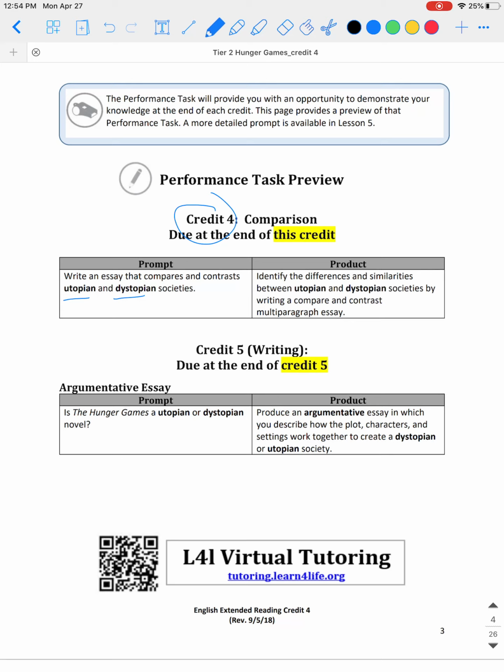You are going to write an argumentative essay. Is The Hunger Games a utopian or dystopian novel? So in this credit, you are learning about utopian and dystopian. You're going to compare and contrast, so you're going to be able to learn what each one of those is. And then for credit 5, you're going to talk about utopian and dystopian in regards to the novel, but we will go back to that later on for the next packet. But for right now, this is just a preview, and remember, this is for credit 5. This is not for this credit.